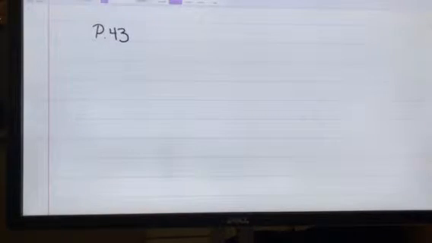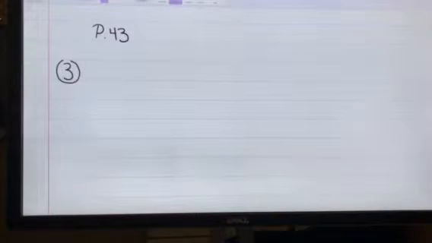Good day. For this particular makeup session, I'm going to start out with the homework that was assigned last week, and we have from page 43. And this particular section involves separable differential equations.